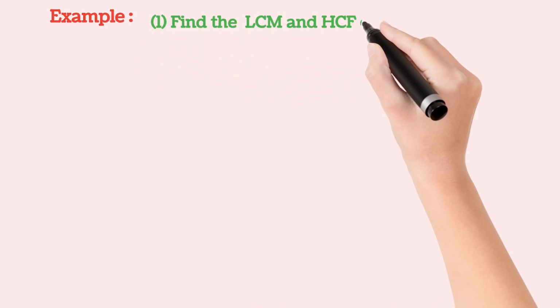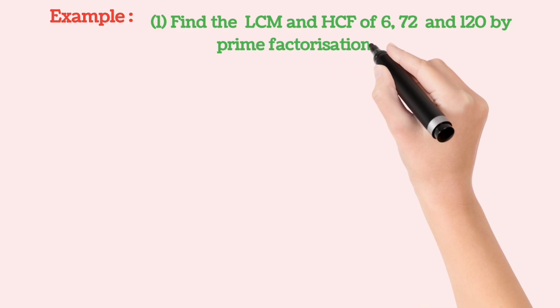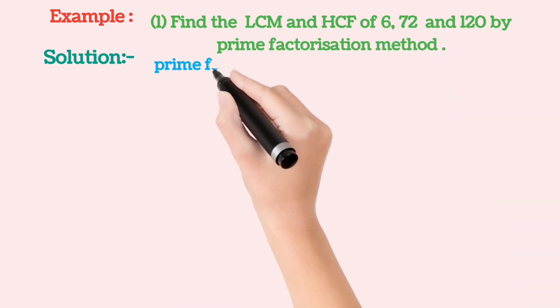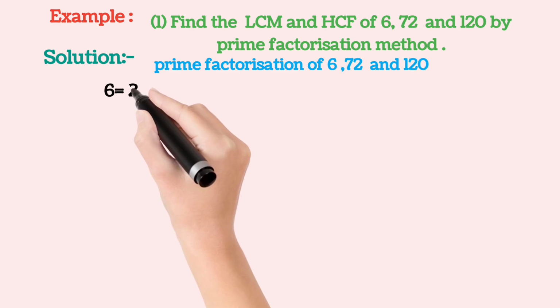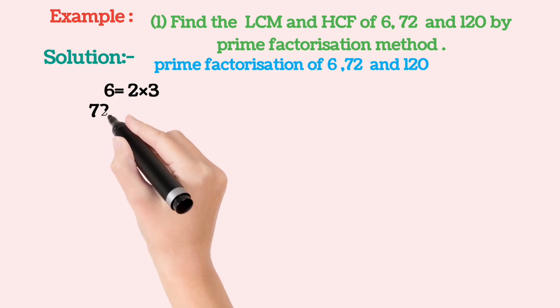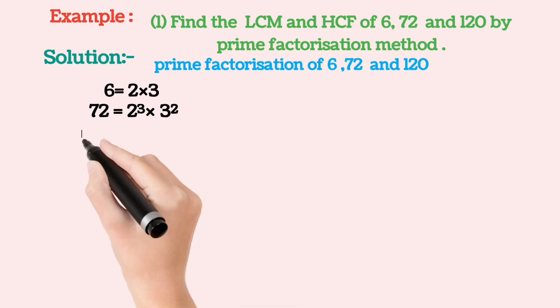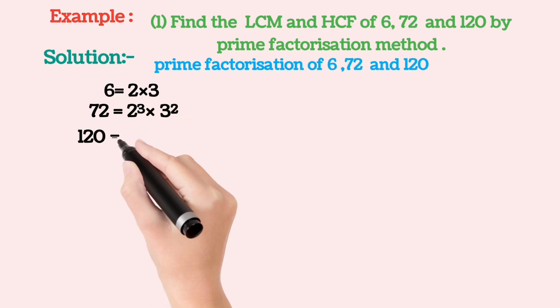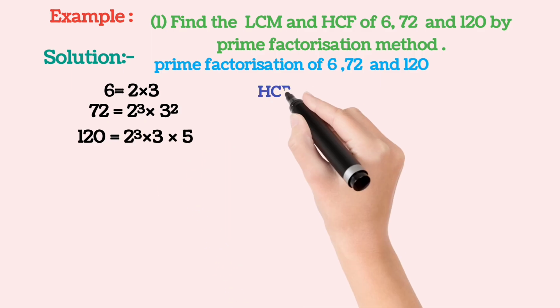Find the LCM and HCF of 6, 72 and 120 by prime factorization method. For this, firstly find the prime factorization of 6, 72 and 120. Then we get 6 equal to 2 into 3, 72 equal to 2 to the power 3 into 3 square, 120 equal to 2 to the power 3 into 3 into 5.